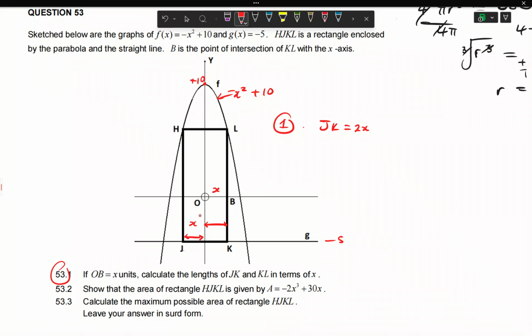You just sum these two x's, which will give you 2x. So therefore, they also need the length of JK there. Where's JK?